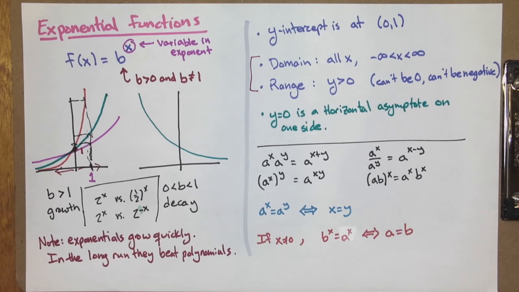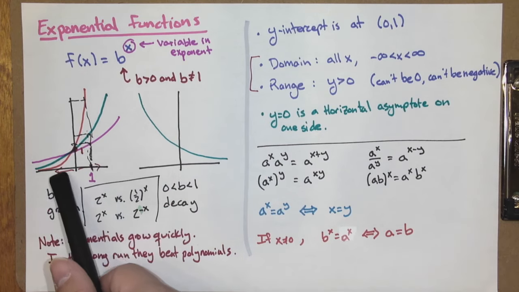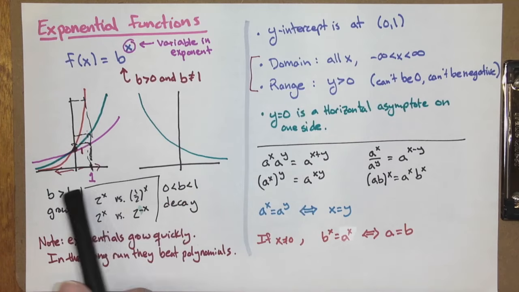Okay, a few other things. We do have horizontal asymptotes. Depending upon whether b is positive or negative, we're going to approach 0 in one direction.